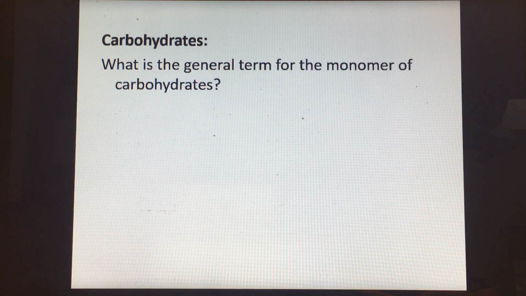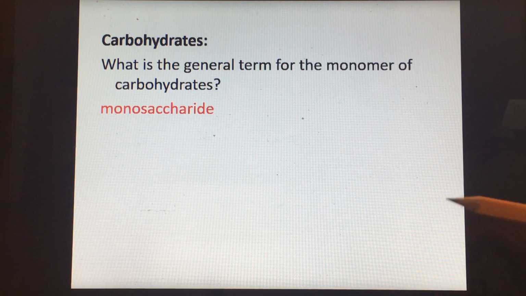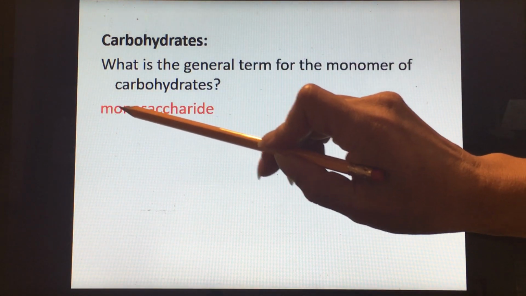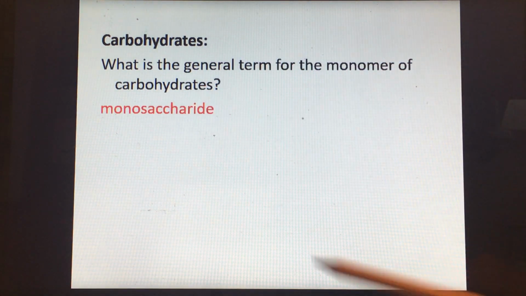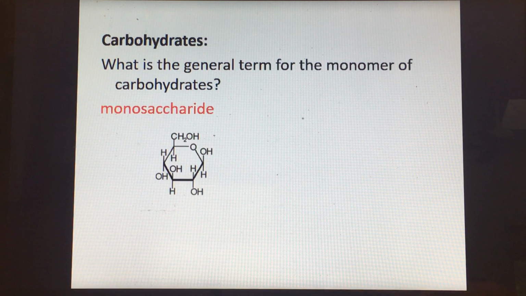So now we're going to shift into our next topic, carbohydrates. The general term for the monomer of carbohydrates is a monosaccharide. That is a general term. So the family that we're talking about is carbohydrates. Now we're going to talk about some branches of the family. So we have our monosaccharides. Mono means 1. Saccharide means sugar, so it's our simple sugars. This is glucose, and that is fructose.